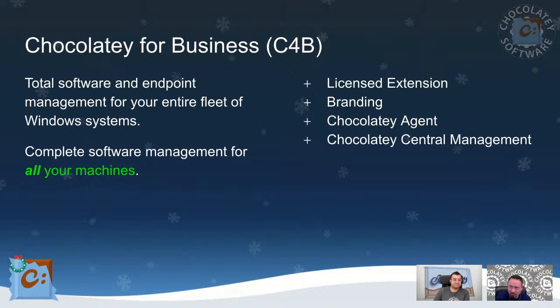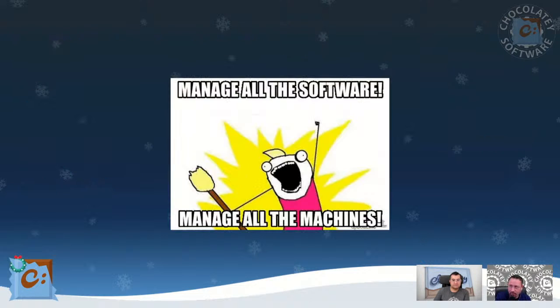So a service that's running on your agents, and then you also get Chocolatey Central Management, which is kind of our premier flagship secure endpoint manager, right? And so this gives us the ability to manage all the software and manage all the machines, right?